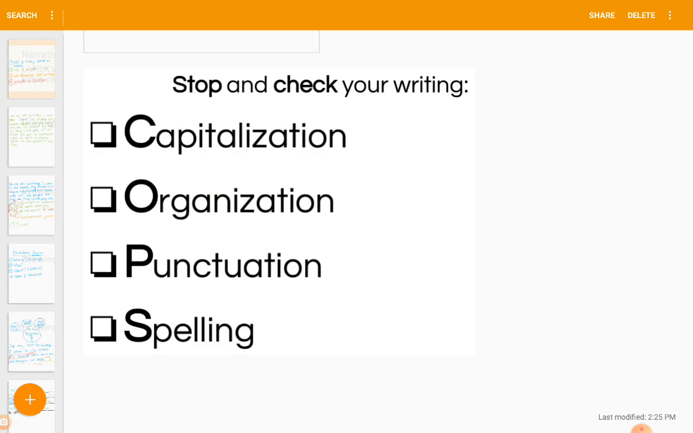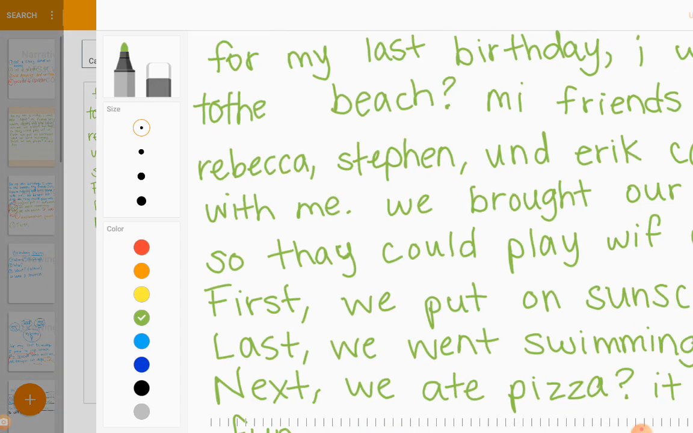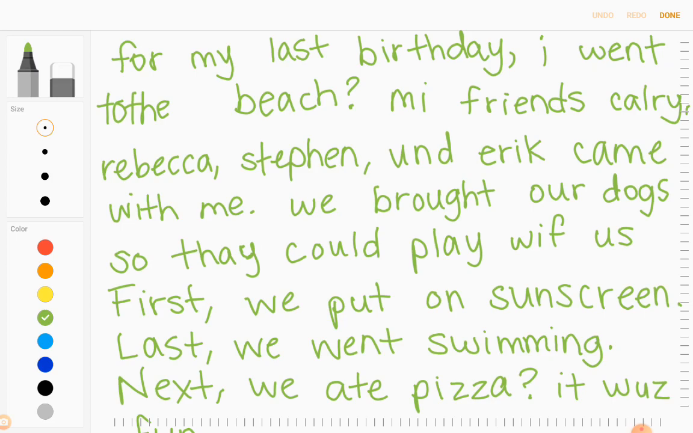So today I'm going to go back and use COPS to check my own writing. I want you to watch as I use COPS to check my own writing, and then you will hopefully know how to use COPS to check your writing. Okay. So I have my writing. I have some errors in my writing just so that we could use this to use COPS and check our writing. All right, so I'm going to use red when I go through this so you can see my corrections.